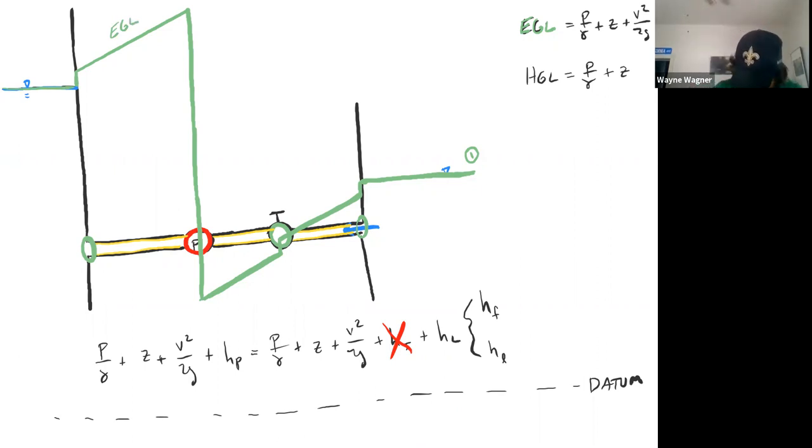Okay, so now we'll do the HGL. I don't remember what color I did last time. I guess we'll just do blue. HGL.